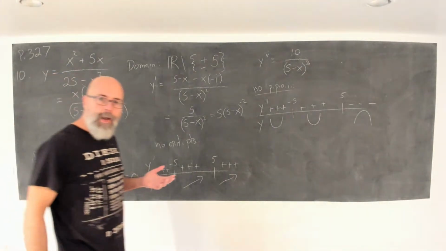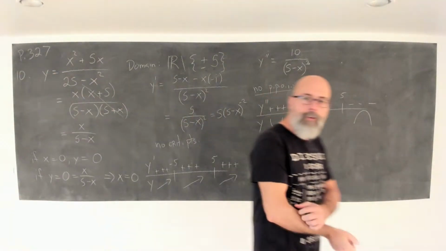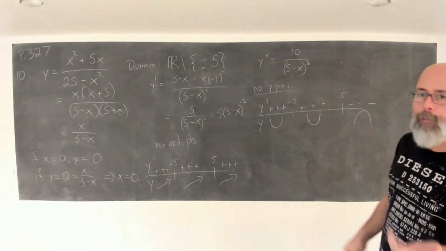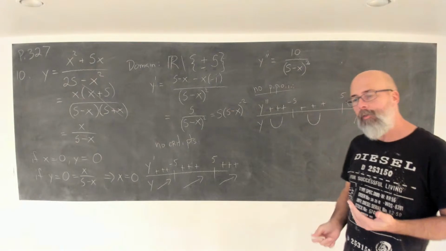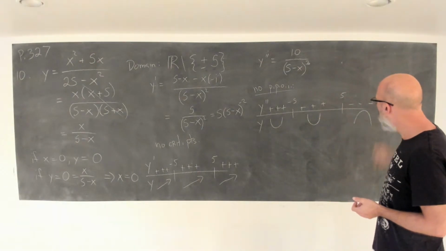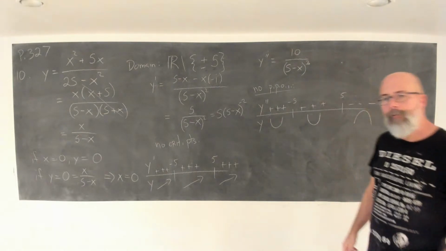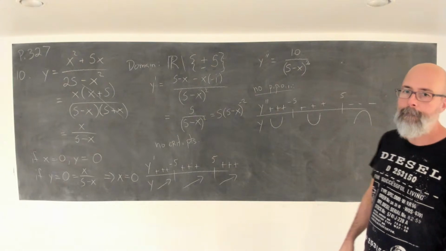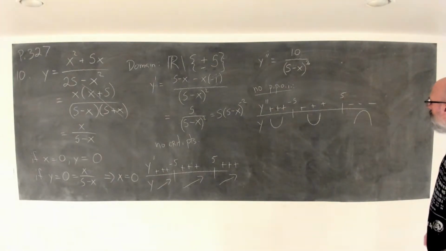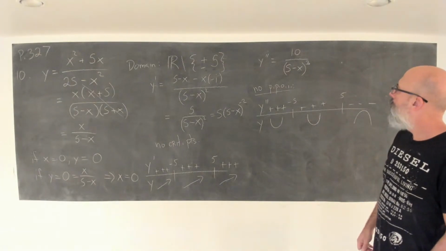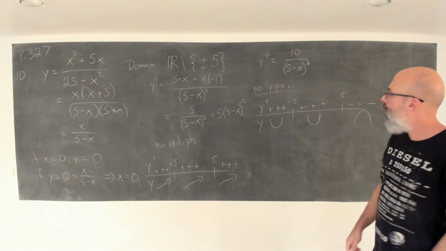We're almost ready to graph. I prefer concave up, concave down. I think it's more indicative of what's happening. Yeah, so I prefer that, and so do most books. So we're almost ready to graph.